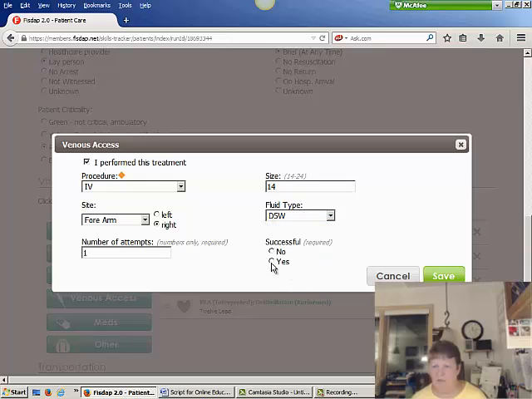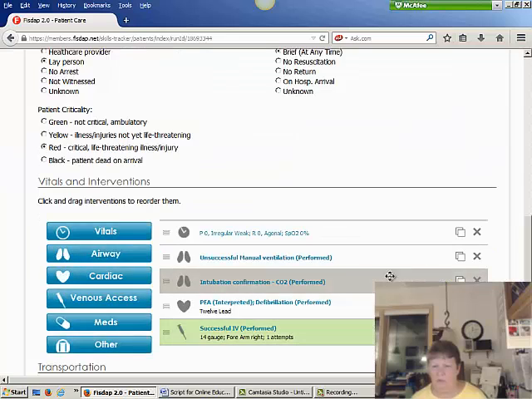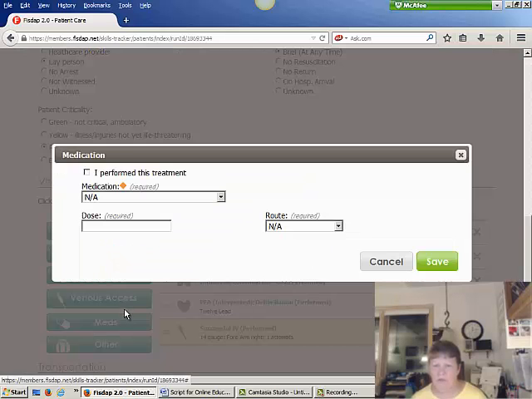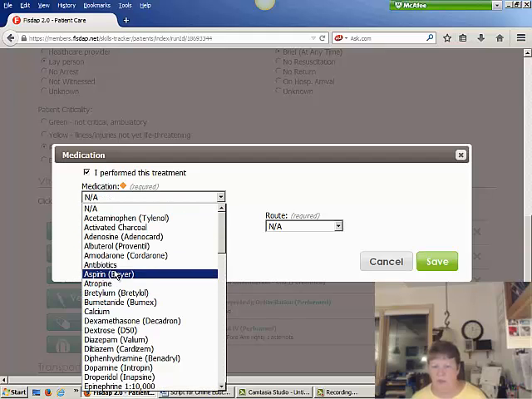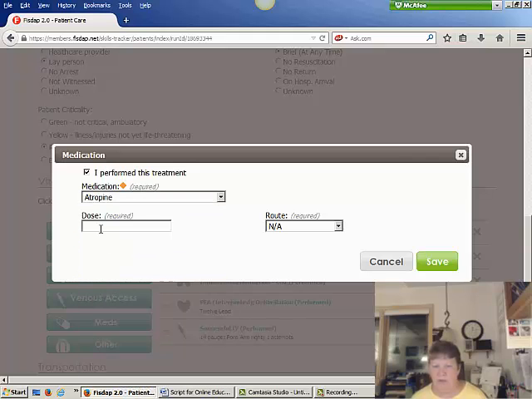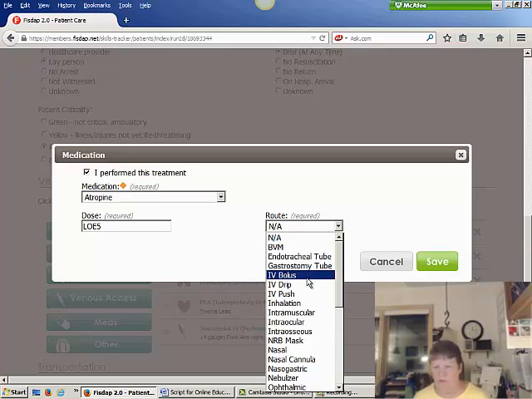He runs calls all the time at home, so he's going to be successful on this IV, which is good because we need to get some meds on board here to help this gentleman out and hopefully get him to be a survivor. And we're going to do some atropine. Now, don't take all these drugs as if they are actual treatments, because that's your disclaimer there.